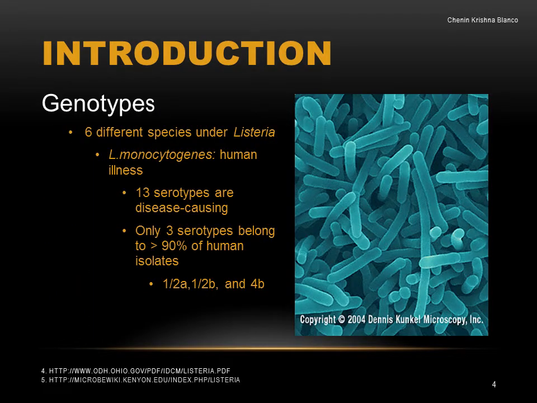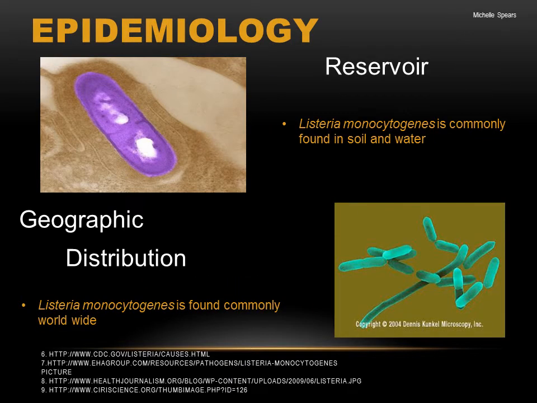Under the genus Listeria, there are 6 different species. It is consistently found that only Listeria monocytogenes is associated with human illness. There are 13 disease-causing serotypes of Listeria monocytogenes, but only 3 serotypes account for more than 90% of human isolates. Since the 1980s, 33 to 50% of major food outbreaks in Europe and North America have been caused by the serotype 4b strain.